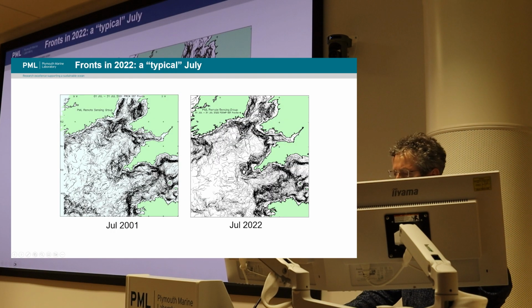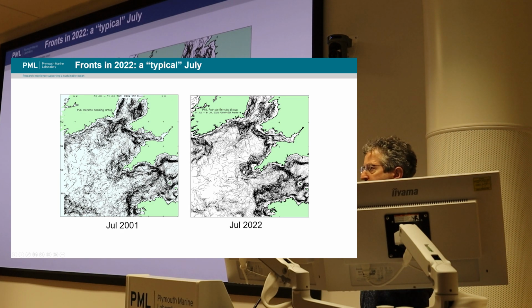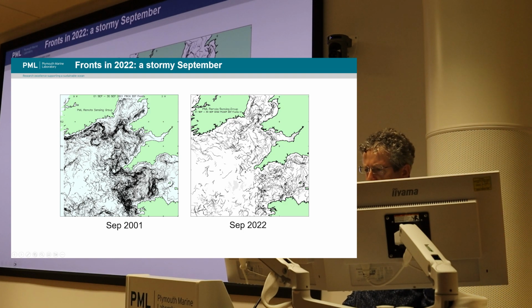So that was a summary of some of the work that connects different animals, and I thought I'd just give you a quick glimpse of what the fronts were doing last year, much the same way Tim did for some of the other properties. So I found July was fairly typical. I called 2001 a fairly typical year back in the day. And so last year, yeah, you can't see much difference between those two maps. But September's a different story. So typically in September, you'd still have very strong frontal features around these tidal mixing fronts and around the upwelling zones.